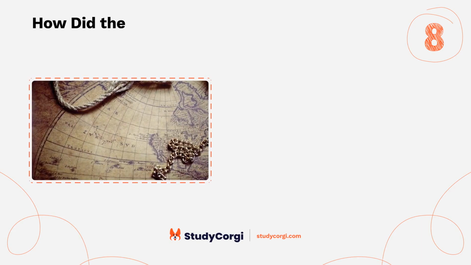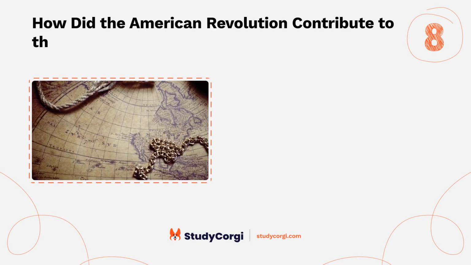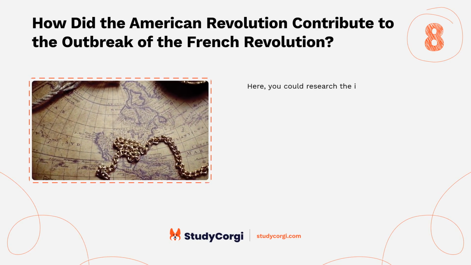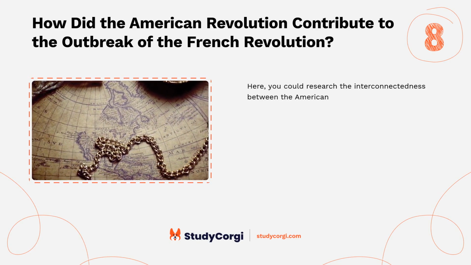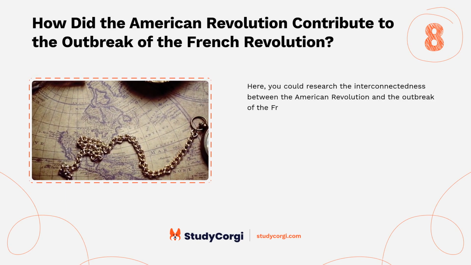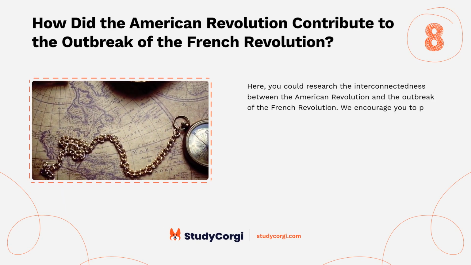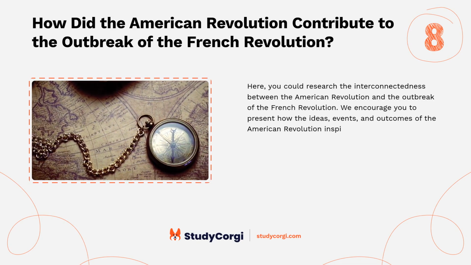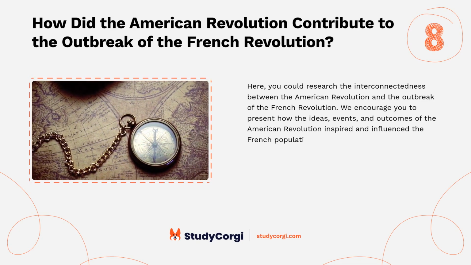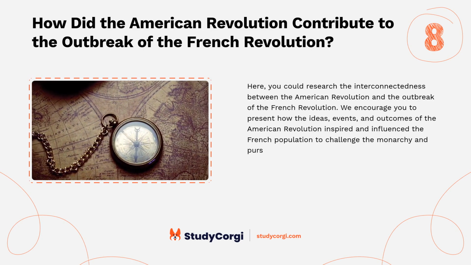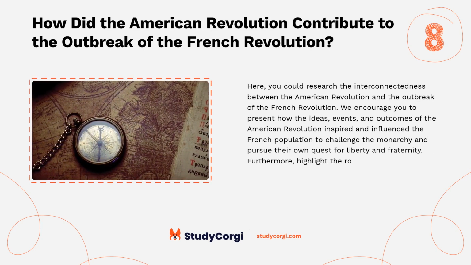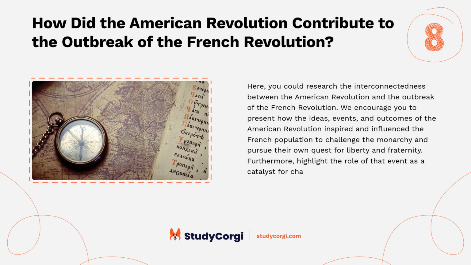How did the American Revolution contribute to the outbreak of the French Revolution? Here, you could research the interconnectedness between the American Revolution and the outbreak of the French Revolution. We encourage you to present how the ideas, events, and outcomes of the American Revolution inspired and influenced the French population to challenge the monarchy and pursue their own quest for liberty and fraternity. Furthermore, highlight the role of that event as a catalyst for change on the global stage.